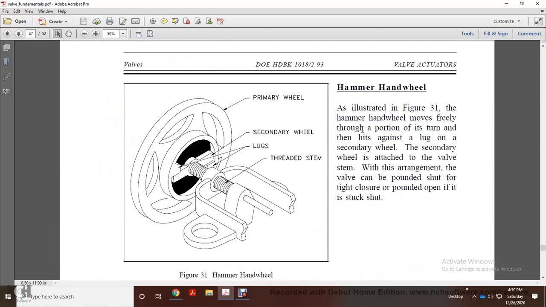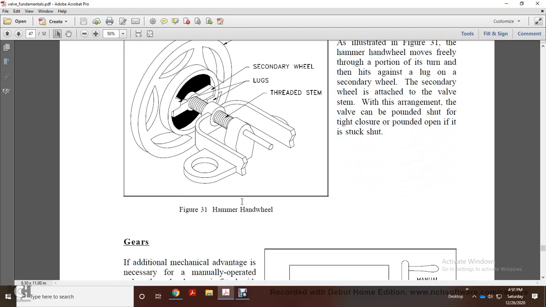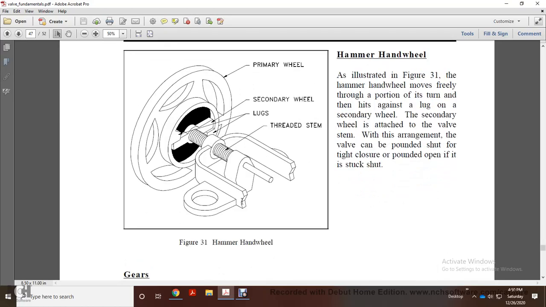Next, the hammer hand wheel, illustrated in Figure 31. The hammer hand wheel moves freely through a portion of the turn, then hits against the lug on the secondary wheel. The secondary wheel is attached to the valve stem. With this arrangement the valve can be pounded shut for a tight closure, or pounded open if it's stuck shut. Figure 31 shows a hammer hand wheel, primary wheel, secondary wheel, lugs, and threaded stem.